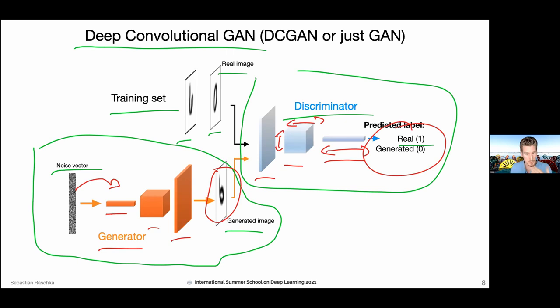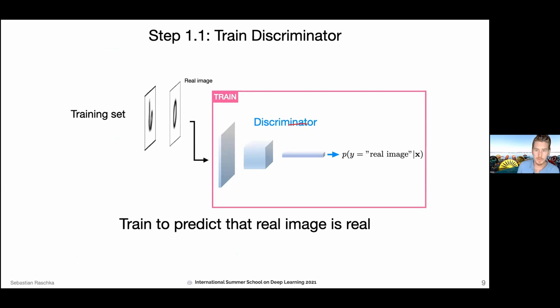The discriminator's task is to become better at distinguishing between the two, and the generator's task is to become better at generating images to fool the discriminator. So there are two adversarial objectives. The generator wants to be better at fooling it, and the discriminator wants to be better at telling those apart. That's why it's called a generative adversarial network. The adversarial comes from the fact that they are competing against each other. Okay. So how do we train this network now?